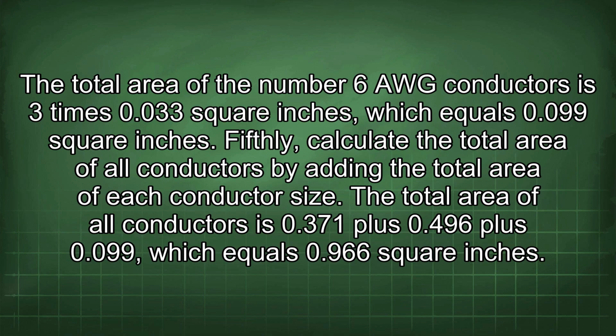Fifthly, calculate the total area of all conductors by adding the total area of each conductor size. The total area of all conductors is 0.371 plus 0.496 plus 0.99, which equals 0.966 square inches.